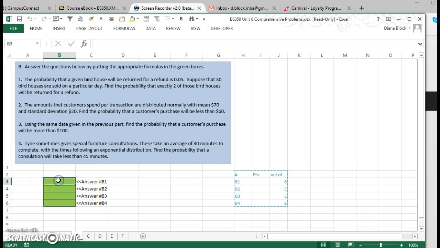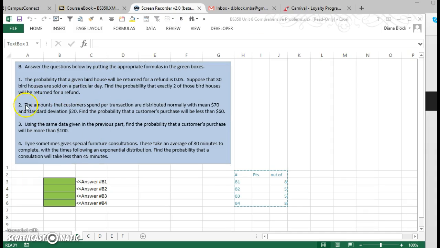So this first problem, I'm going to give you a hint. You're going to use the binomial distribution. So review the binomial distribution function. You're going to use the Excel function BINOM.DIST. That's the binomial distribution function in Excel in order to find out the probability that exactly 2 birdhouses will be sold for a refund. So when you read part 1 of this problem, binomial distribution is what's going to get you to the solution that you're looking for.